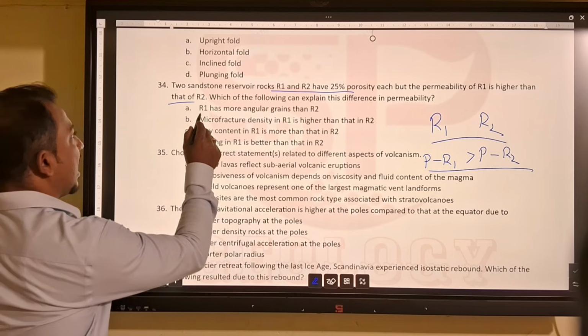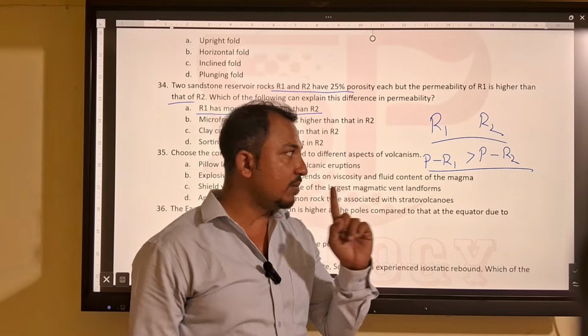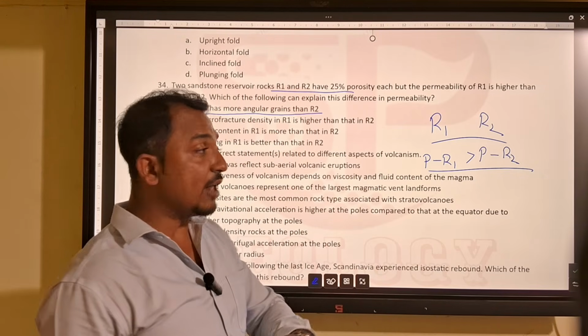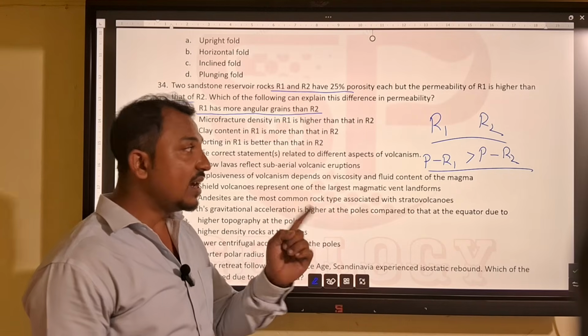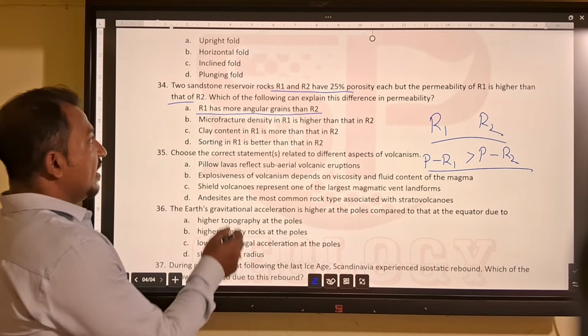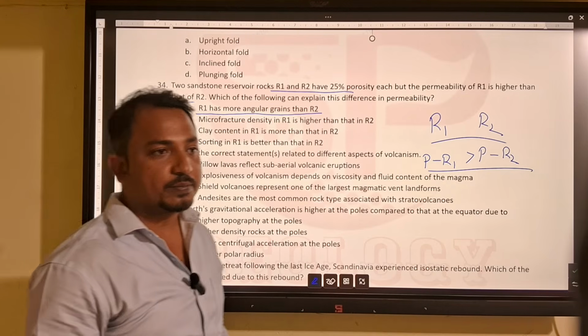So first, R1 has more angular grain than R2. The first thing you remember is that R1 is more permeable than R2. If R1 is more permeable than R2, then the first statement is saying that R1 has more angular grains.